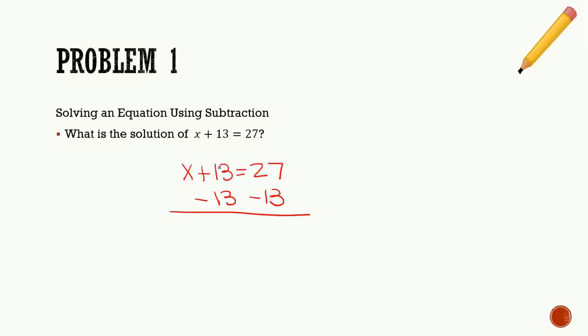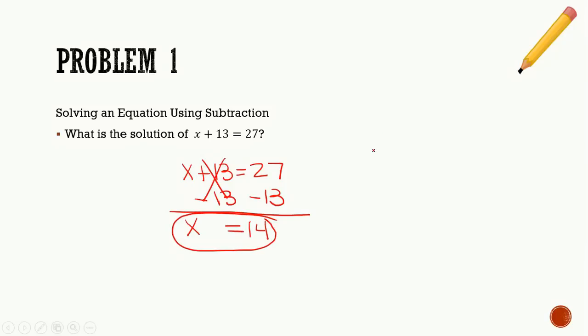So I'm going to get x here. 13 minus 13, that's 0. So that actually just cancels out, and I'm left with, on the right-hand side, 27 minus 13, that's 14. So my answer is x equals 14.